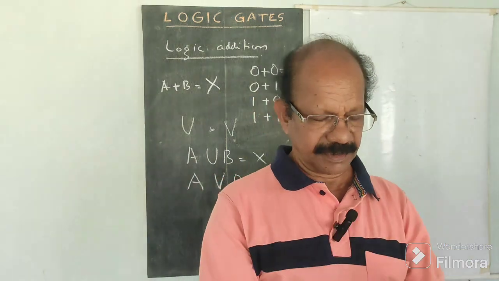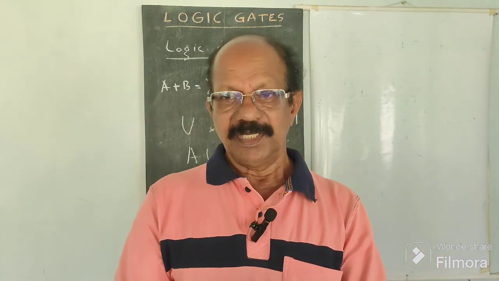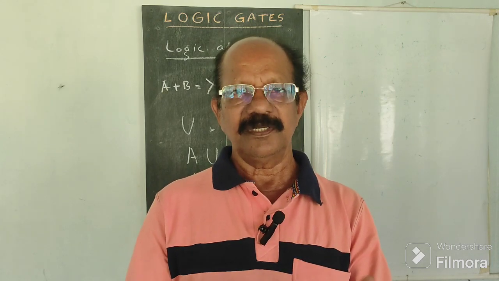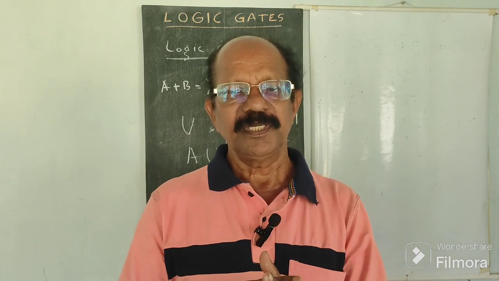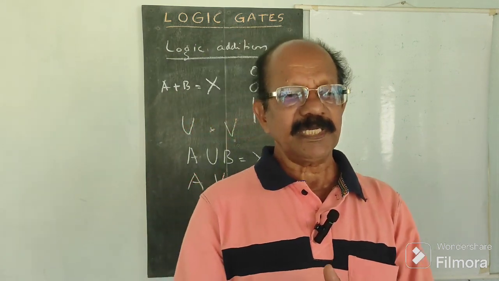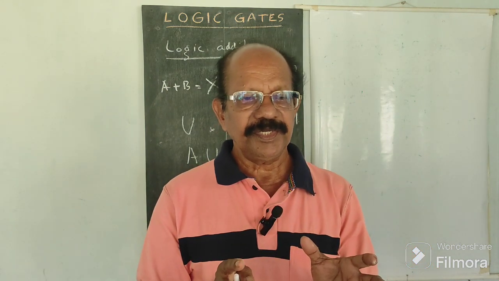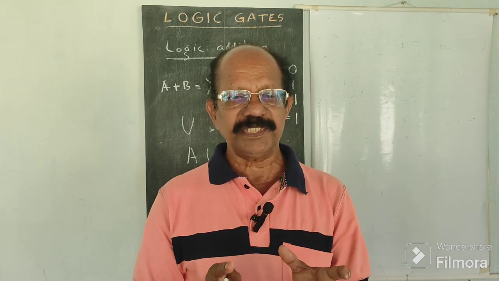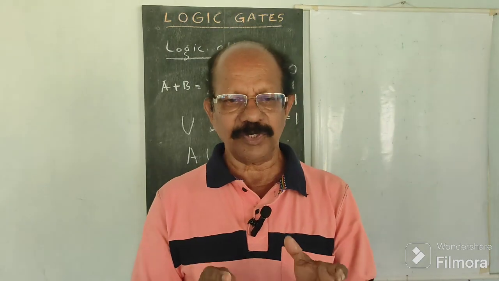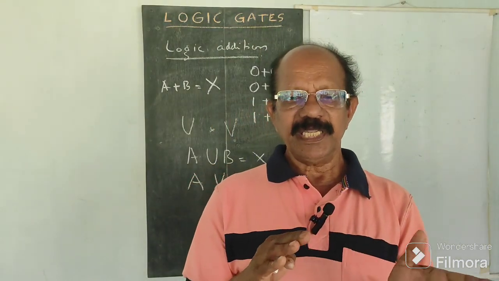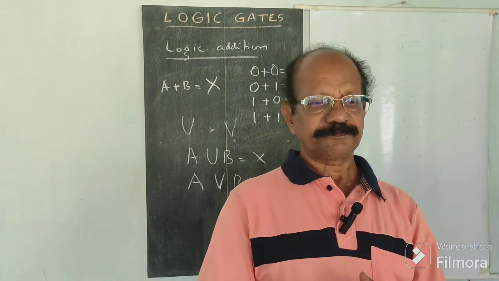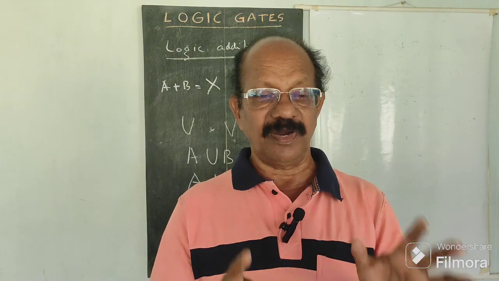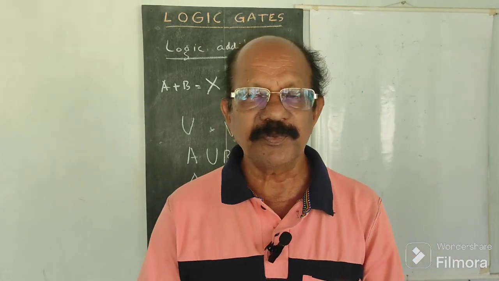That means, as I gave in the first class, if any one input is 1 or true, the output will be equal to 1. Similarly here, the meaning of the last three logic additions is that the output is 1 or high or true when either A or B or both are true. The first addition implies that the output is false or 0 only when both inputs are false or 0.